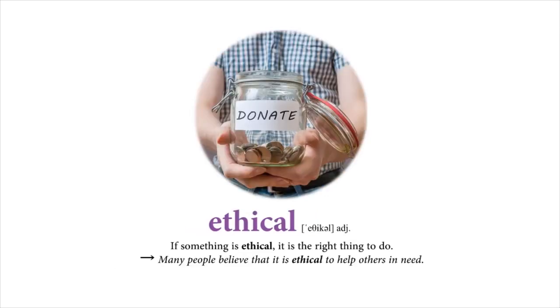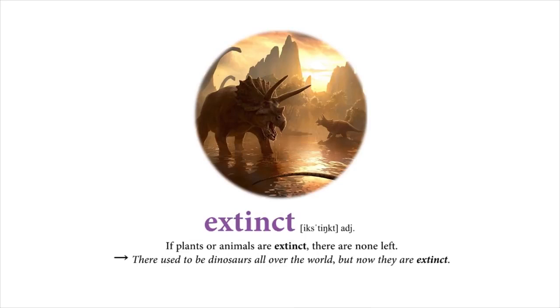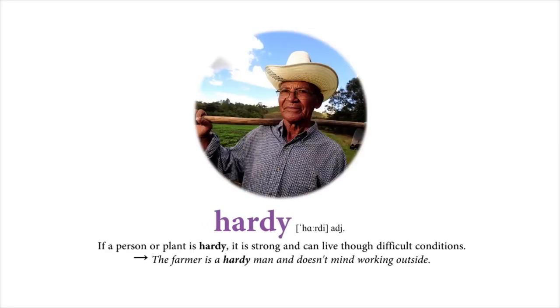Ethical. If something is ethical, it is the right thing to do. Many people believe that it is ethical to help others in need. Extinct. If plants or animals are extinct, there are none left. There used to be dinosaurs all over the world, but now they are extinct. Hardy. If a person or plant is hardy, it is strong and can live through difficult conditions. The farmer is a hardy man and doesn't mind working outside.